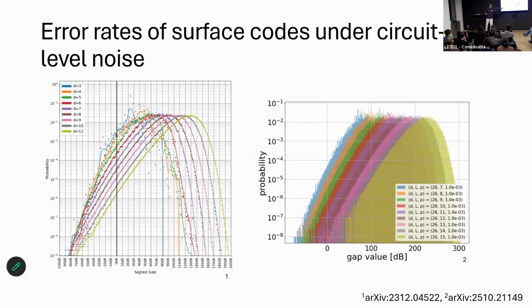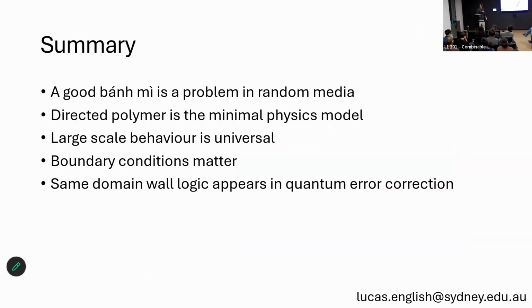Here's the actual practical circuit level noise. And you can see that it has the same behavior. So it really does seem like this universality class that we've identified shows up in nature a lot. In summary, a good banh mi is really a problem in disordered media. Directed polymers is the nicest minimal physics model. Large-scale behavior is universal, as we've seen across a bunch of other things. Indeed, it shows up in a ton of other stuff too. But boundary conditions matter, and the same Tracy-Widom logic appears in quantum error correction.